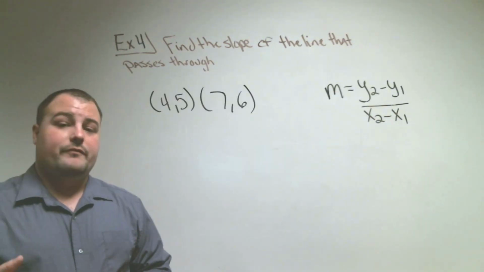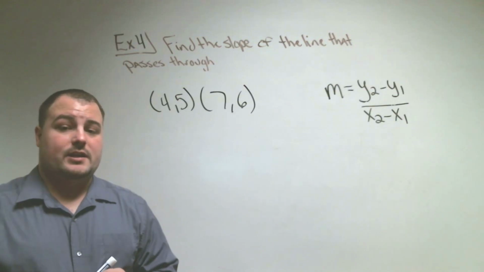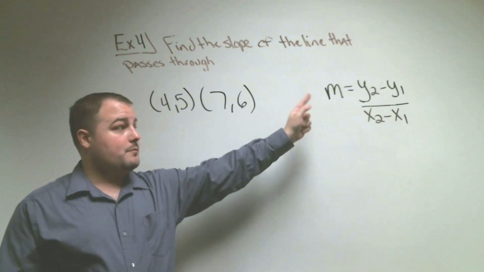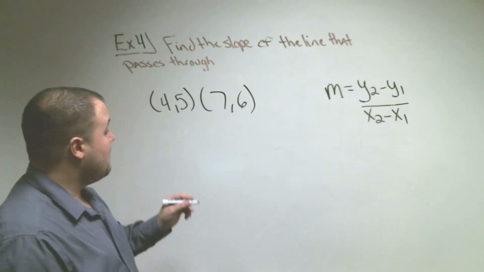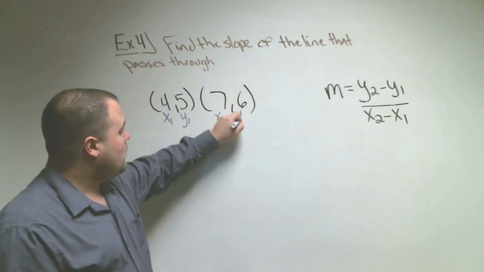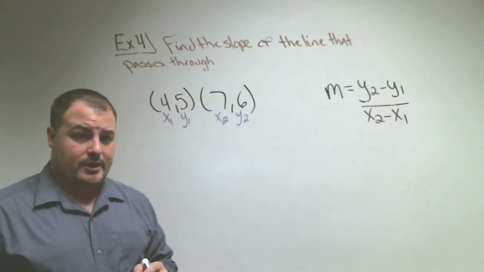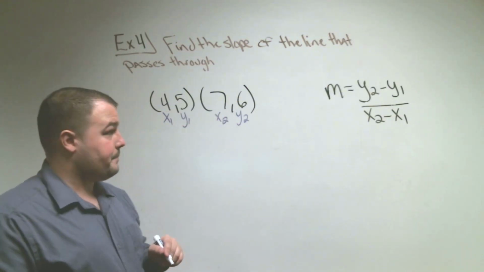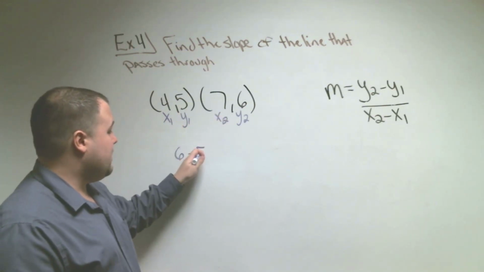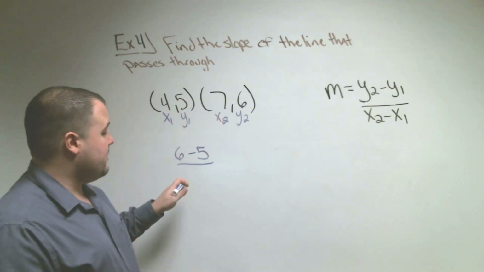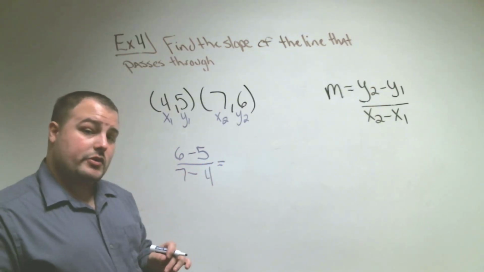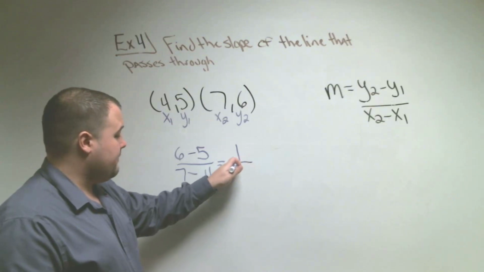For our next example, we're going to find the slope between 4, 5, and 7, 6. First thing, we need to have our equation. Slope is equal to y2 minus y1 over x2 minus x1. We label our x1, y1, x2, y2, and again, that's because x always comes before y. Now we just follow that equation. We take the y2 value, which is 6, minus the y1 value, 5, over 7, which is the x2, minus x1, 4.